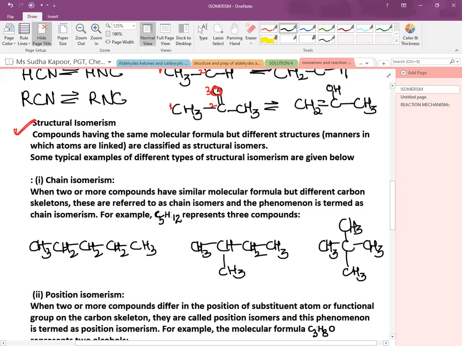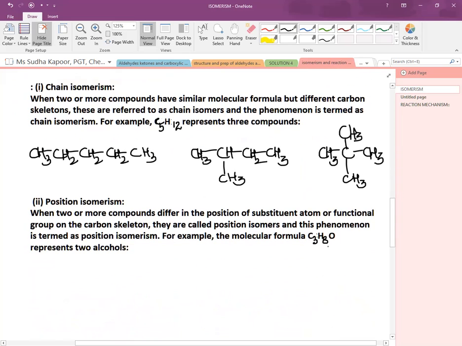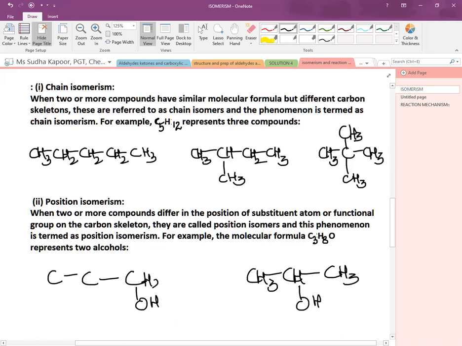Now coming to the second type of structural isomerism, position isomerism. When two or more compounds differ in the position of the substituent atom or the functional group on the carbon skeleton, these are known as positional isomers and the phenomenon as position isomerism. For example, with the molecular formula C3H8O, the two alcohols that can be represented are propan-1-ol and propan-2-ol. The position of the OH functional group has changed from number 1 to number 2. So these are known as positional isomers.